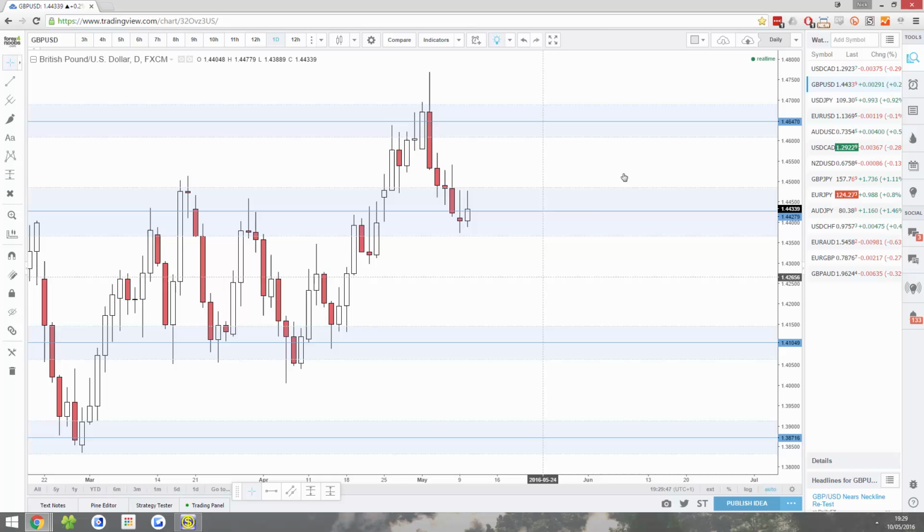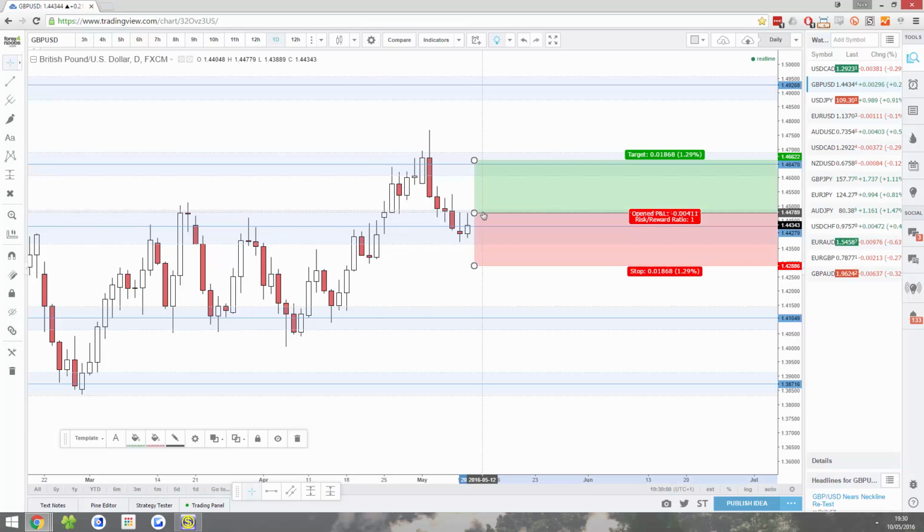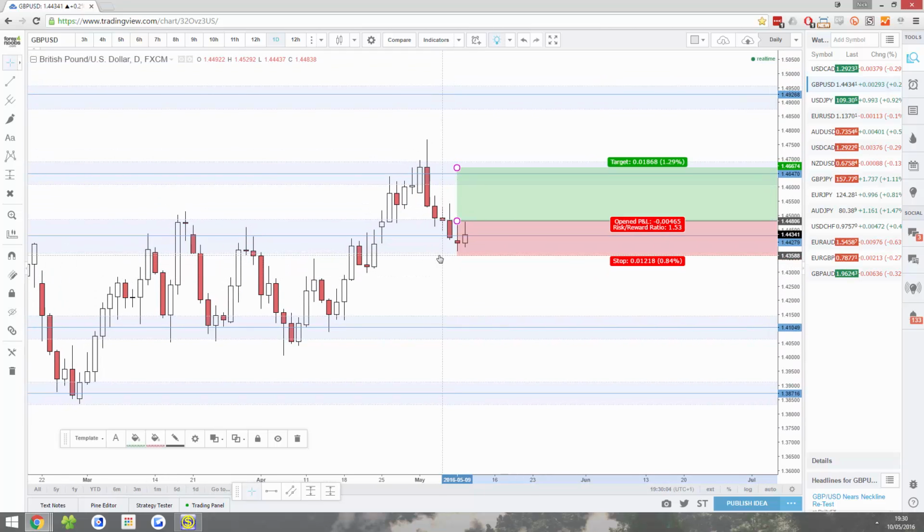All right, yesterday we discussed GBP USD daily. I was waiting for a reversal here also, and it's kind of formed, but again, risk to reward ratio is just not going to work for this one. This one's worse than USD CAD by a mile.